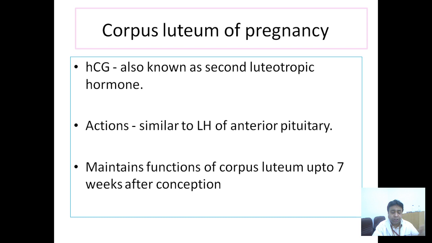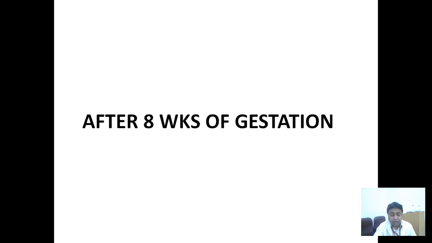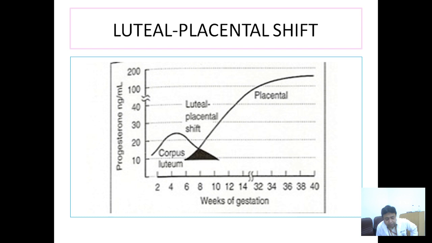Okay, so now let's talk about 8 weeks of gestation. This graph is very informative. On the y-axis you have the hormone concentrations, expressed in nanograms per ml, and on the x-axis you have the gestation, from 2 weeks to 40 weeks, which is the entire term, when the baby is delivered. Over here, we can see that the corpus luteum produces the progesterone, and at that time no other organ is helping to support the pregnancy by producing progesterone. So it is just the corpus luteum's contribution alone.